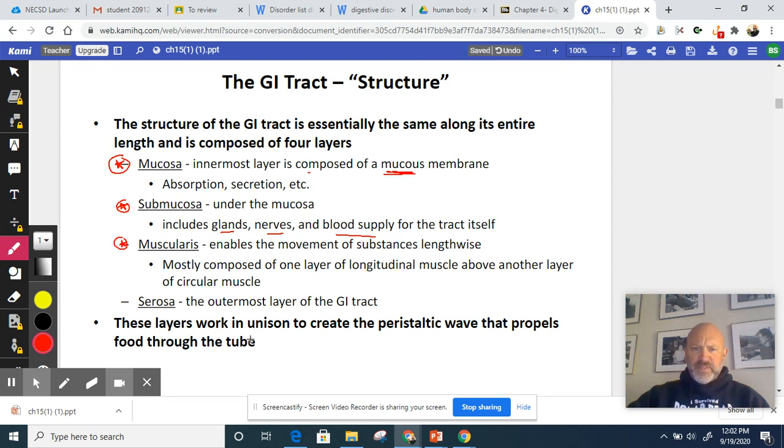I'm surprised that doesn't say that. I'm going to write that in there. Smooth muscle. And lastly, the outermost layer of the GI tract, we would call that the serosa.